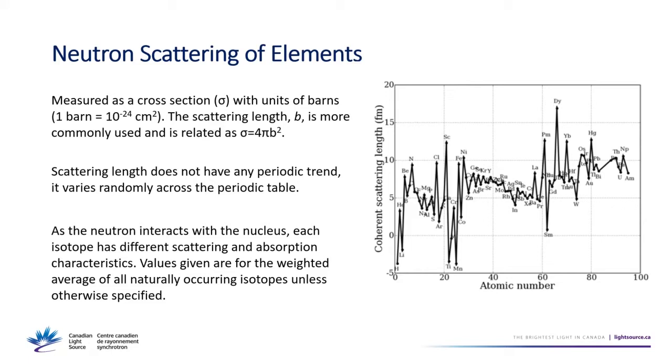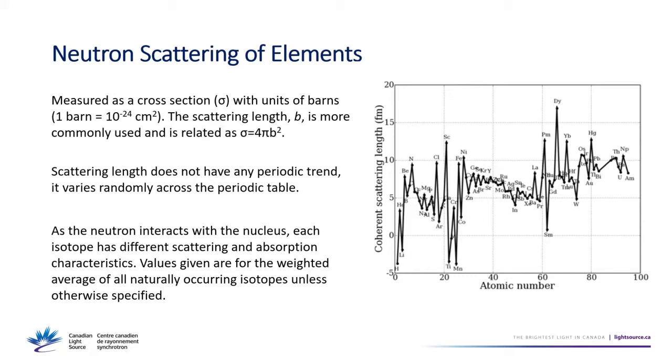It's not an actual size of the nucleus, but it's like the neutron has a probability of scattering off it as if it was aiming at a target that size. Though that doesn't mean the target is actually that size. More commonly, though, there's a scattering length, which is usually called b, which is related to this cross-section, and that's what these are, the scattering lengths in femtometers here. So you can see there's no periodic trend, and it just kind of varies randomly across here.